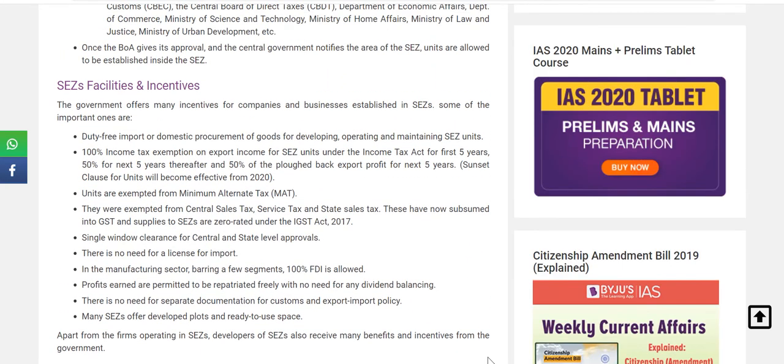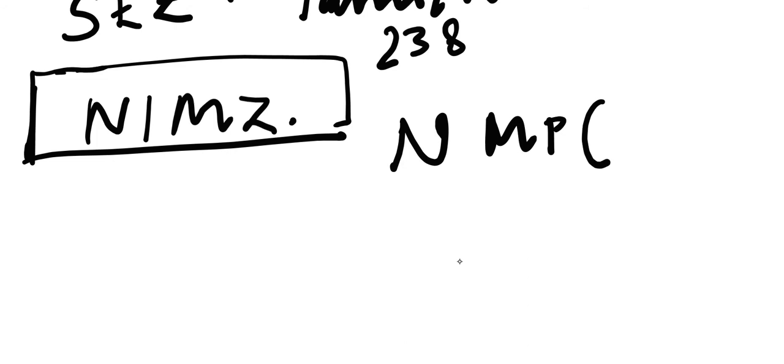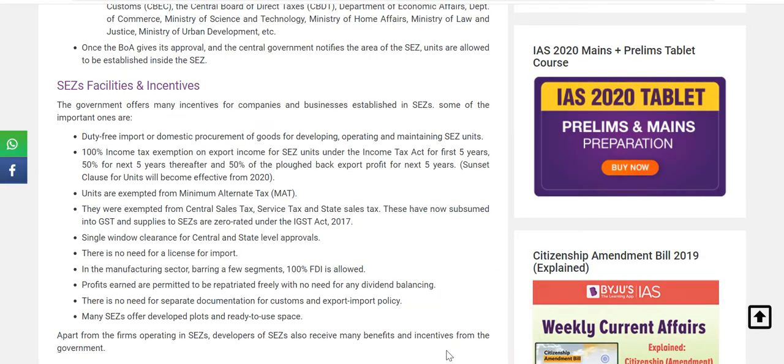After SEZ we come to a new thing known as NIMZ. It was not an improvisation on the SEZ, it was a new concept adopted in the National Manufacturing Policy of 2011. The National Manufacturing Policy spoke of creating the National Investment and Manufacturing Zone, or NIMZ. So what were these NIMZ and how were they different from the SEZs?